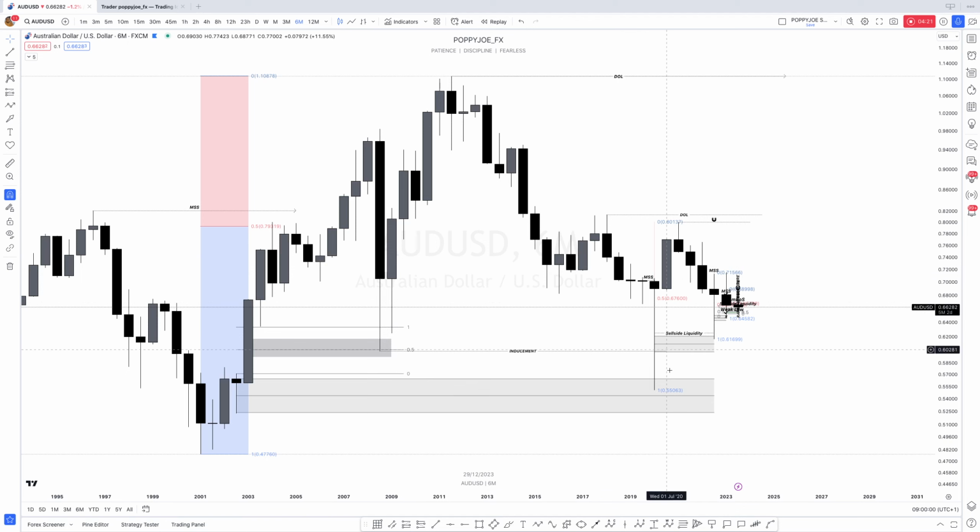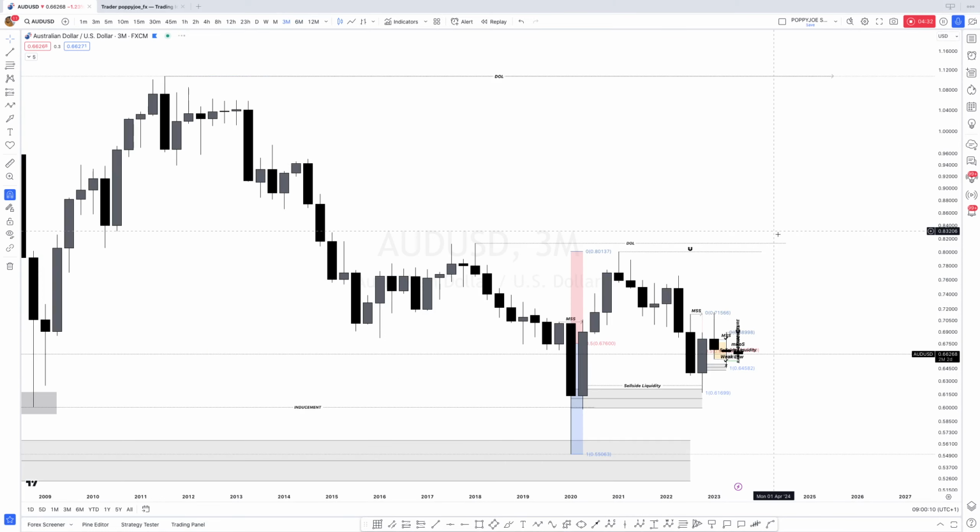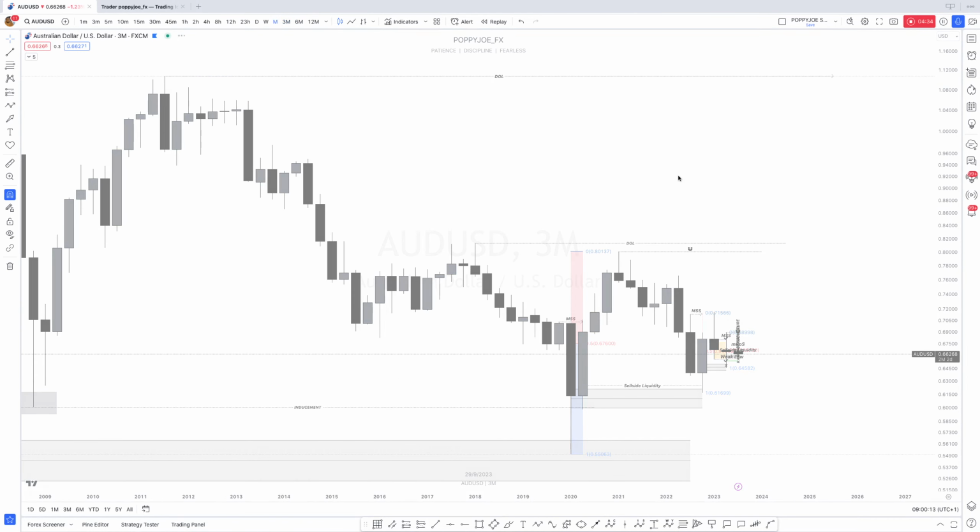Okay, and that was exactly what the market came for. The market raided that liquidity to now tap into the actual demand zone. And now we see the market giving us this whole flow. That's the reason why we're having a bullish bias. So let's go to the monthly time frame to see that.